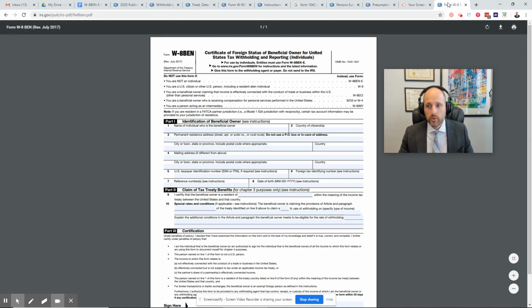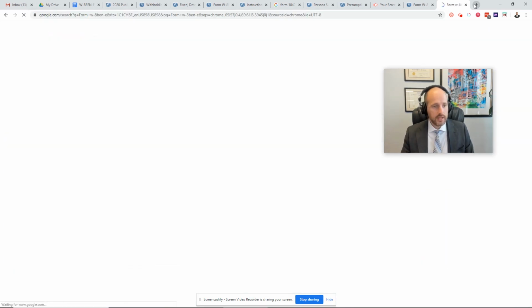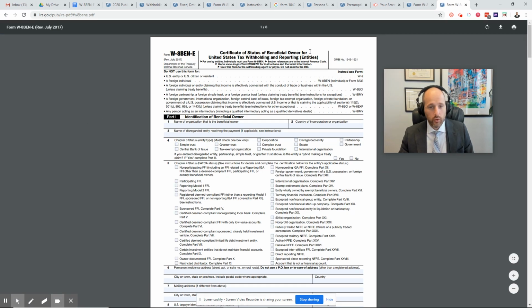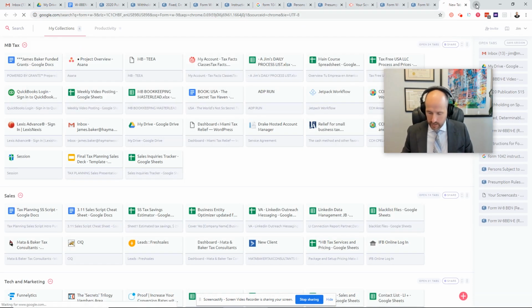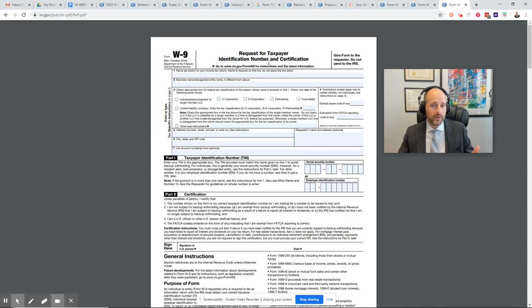This form, the W-8BEN-E, I'm going to open this one up too. This is the certificate of status of beneficial owner for United States tax withholding. It's the same thing. Do not use this for a U.S. entity or a foreign individual. This is generally for a foreign corporation. So we have a foreign individual, a foreign corporation, and Form W-9, which is for a U.S. person. So if you're a U.S. citizen or a U.S. resident or have a U.S. corporation, then you would complete W-9.